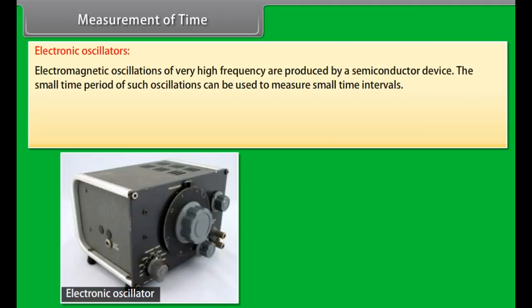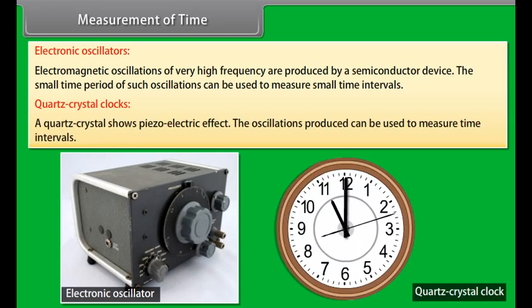Electronic oscillators. Electromagnetic oscillations of very high frequency are produced by a semiconductor device. The small time period of such oscillations can be used to measure small time intervals. Quartz crystal clocks. A quartz crystal shows the piezoelectric effect. The oscillations produced can be used to measure time intervals.